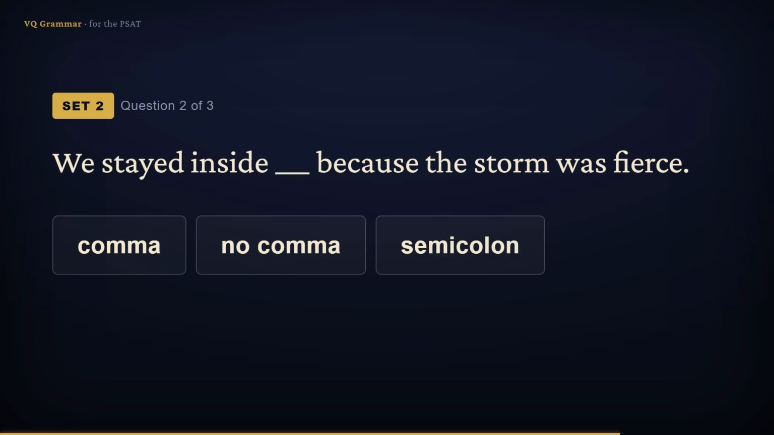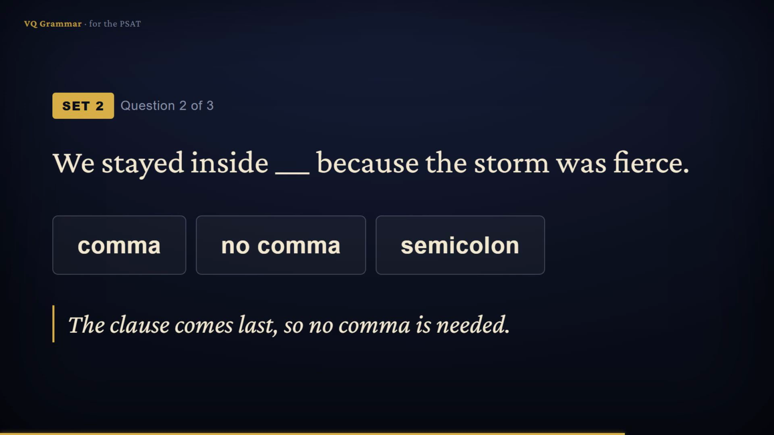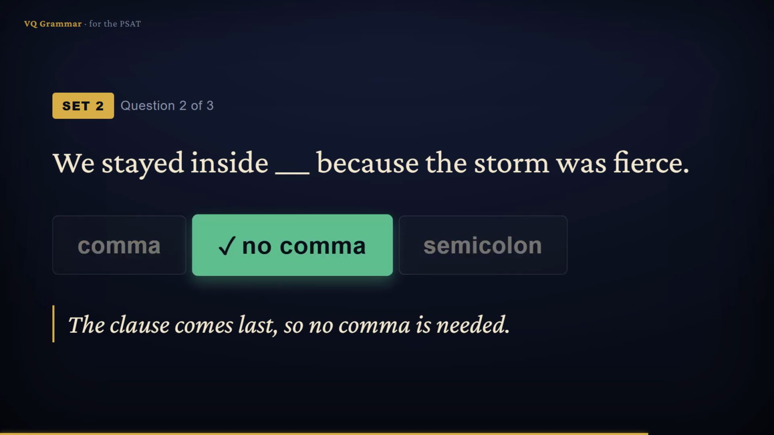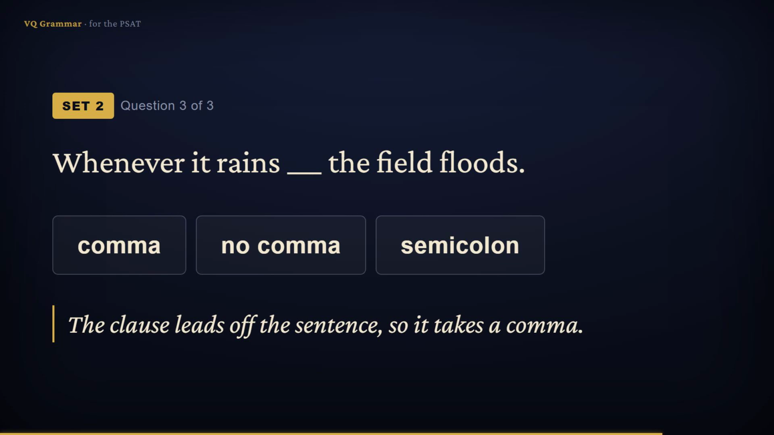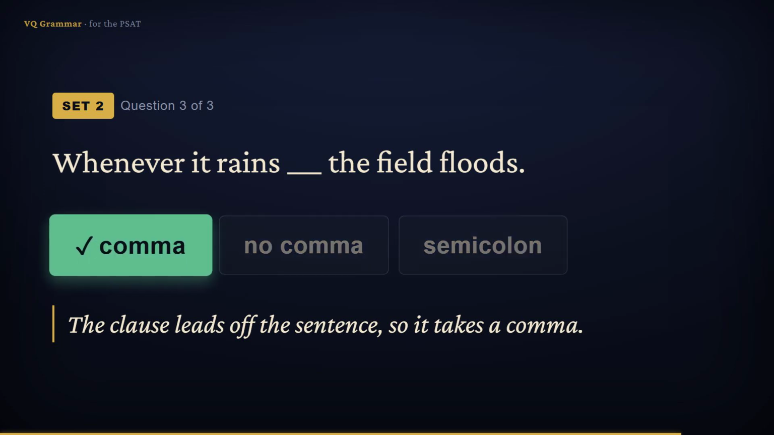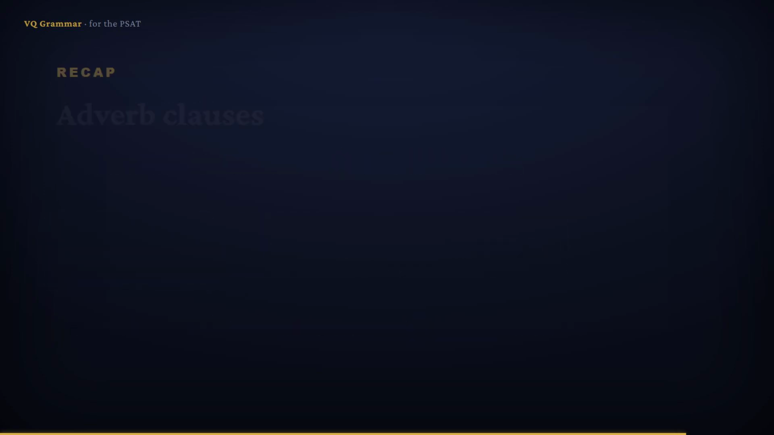We stayed inside because the storm was fierce. Here, the adverb clause, because the storm was fierce, comes at the end. When the clause comes last, you don't need a comma. So the answer is no comma. Whenever it rains, the field floods. The adverb clause, whenever it rains, leads off the sentence. Since the clause comes first, it takes a comma after it. So the answer is comma.